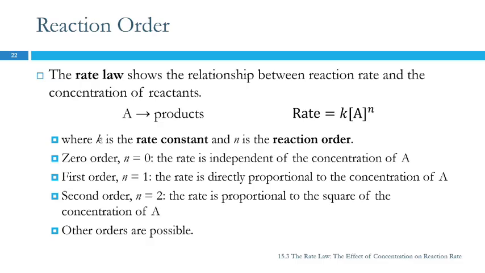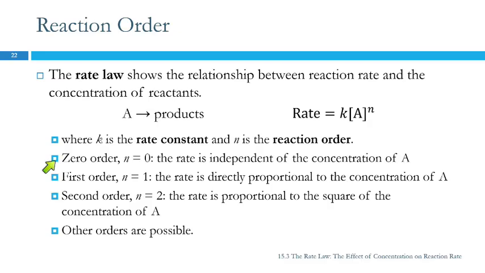So for an extremely simple reaction where we have A making some products, this is the rate law. The rate of the reaction is equal to k times the concentration of A raised to the n power. So k is called the rate constant, n is called the reaction order. Now the reaction order can be lots of different numbers, but the most common are 0, 1, and 2. So those are the ones we're going to talk about.